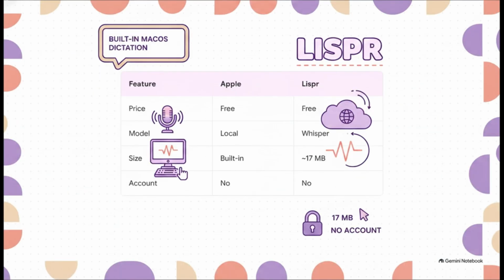Now, what's really interesting about this tech and footprint comparison is how these stack up. Both tools are totally free, though Lispr is currently in early access. But look at the speech model and the footprint. Lispr taps into a massive, highly accurate cloud model called Whisper Large v3 Turbo to understand about 99 languages, yet the app itself stays completely out of your way. It has a tiny 17-megabyte footprint that just lives quietly in your menu bar. And crucially, unlike a lot of other cloud tools out there, it requires absolutely no account sign-up to start working. You literally just download it and go.